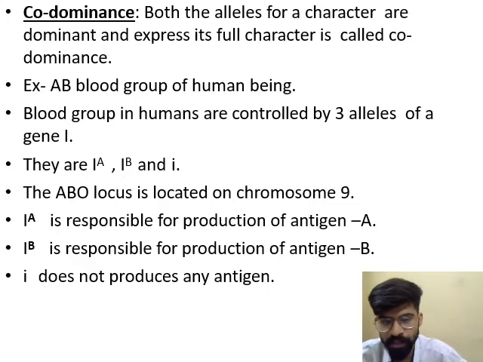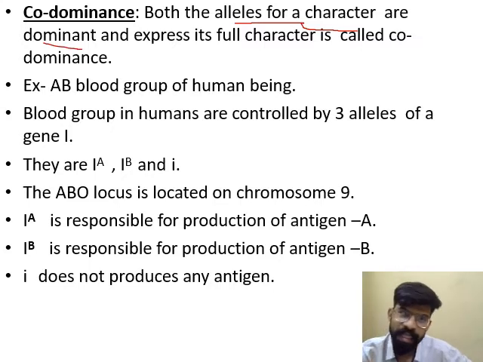Now this is also an exception of the law of dominance. This is the second exception of the law of dominance, known as codominance. What is codominance? When both the alleles for a character are dominant, this is known as codominance. Both alleles will express themselves. In simple law of dominance, only one allele is expressive, the other is non-expressive, that is recessive. But in codominance, both the alleles will express their character. That's why they are termed codominance.